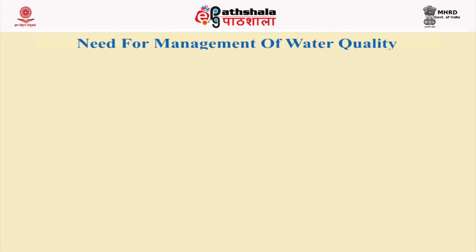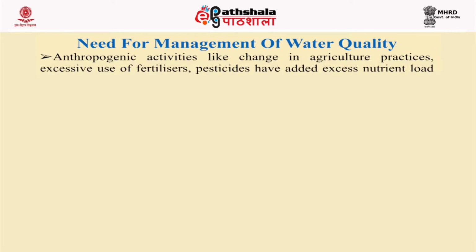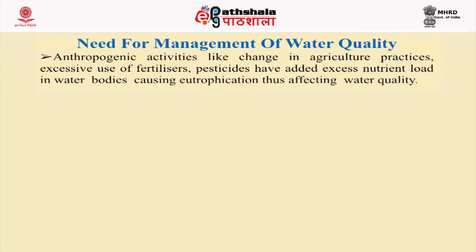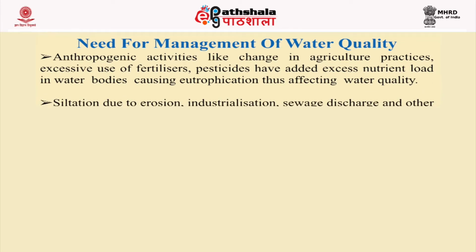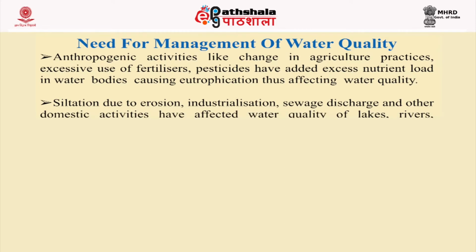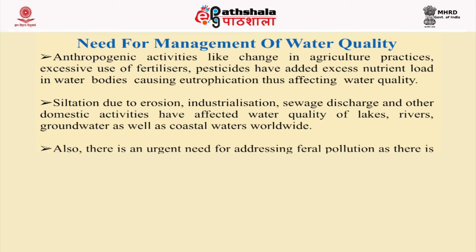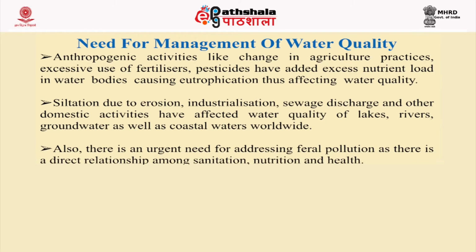Next is the need for management of water quality. Anthropogenic activities like change in agriculture practices, excessive use of fertilizers, pesticides have added excess nutrient load in water bodies, causing eutrophication, thus affecting water quality. Siltation due to erosion, industrialization, sewage discharge and other domestic activities have affected water quality of lakes, rivers, groundwater as well as coastal waters worldwide.